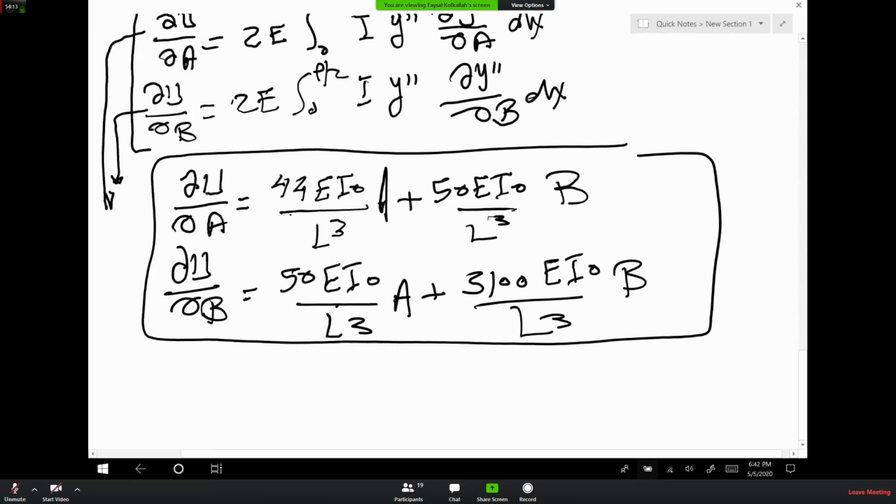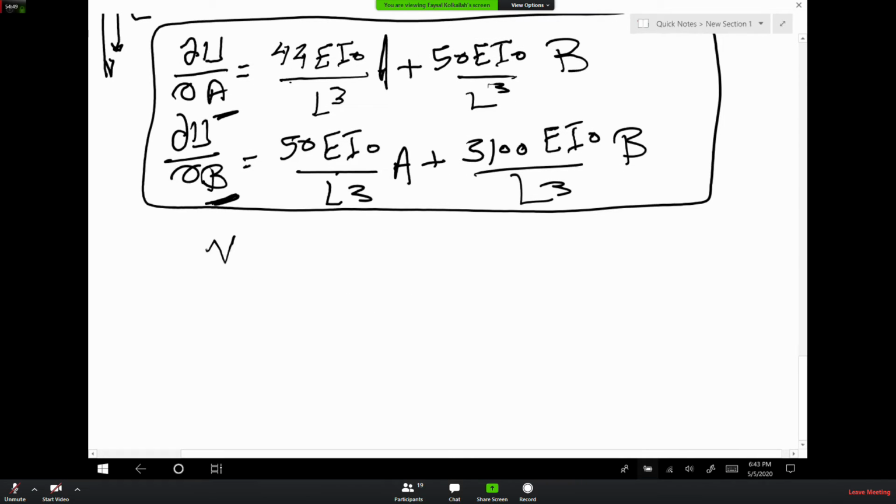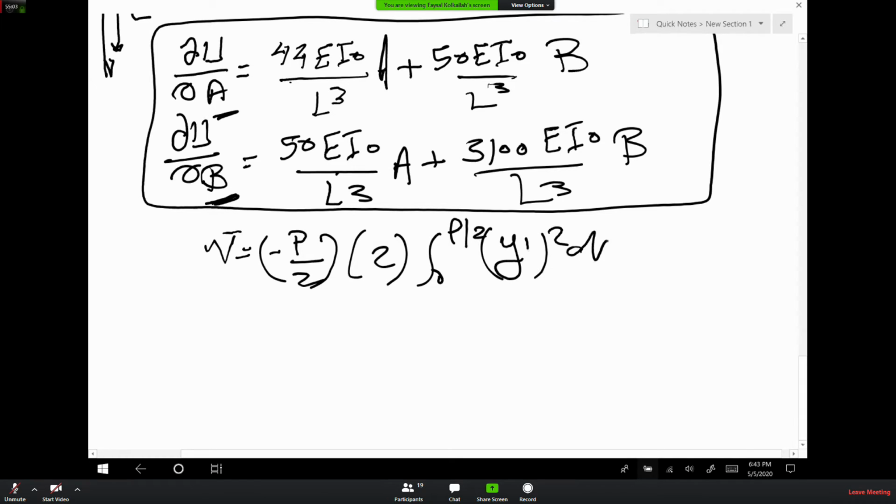So just kind of showing you that, as we said, we use the approximate method when there is no exact method or when it's hard. And also we find the constant by using boundary condition, but sometimes we don't have the boundary condition, or sometimes we don't have enough boundary conditions. So in this case, I did not use the boundary condition. I used Rayleigh-Ritz twice, one time for A and one time for B. So the same way, I can come up with the V to be minus P over 2 times 2, because I'm integrating from 0 to L over 2, y prime square dx.